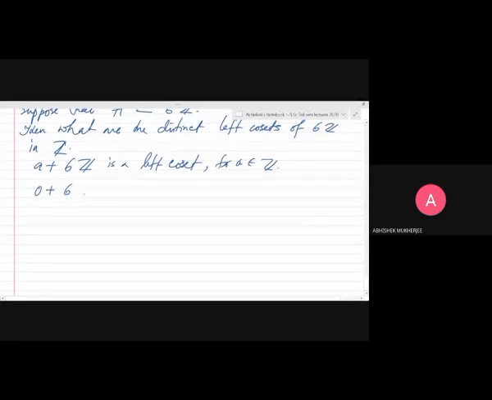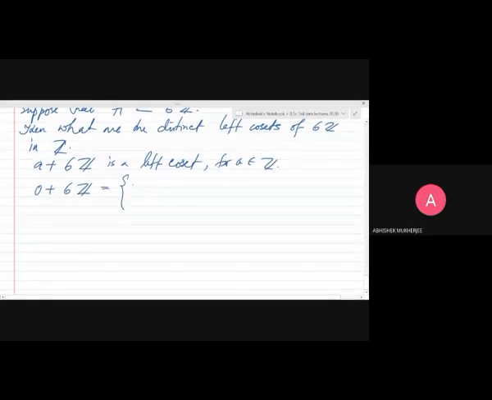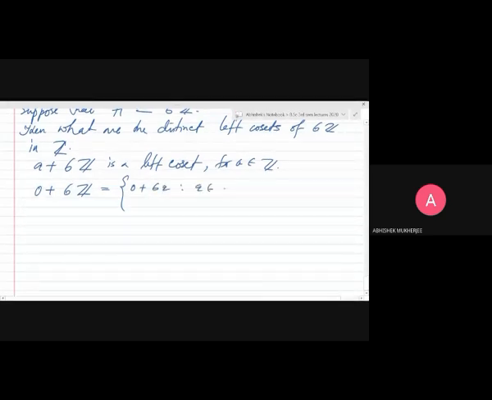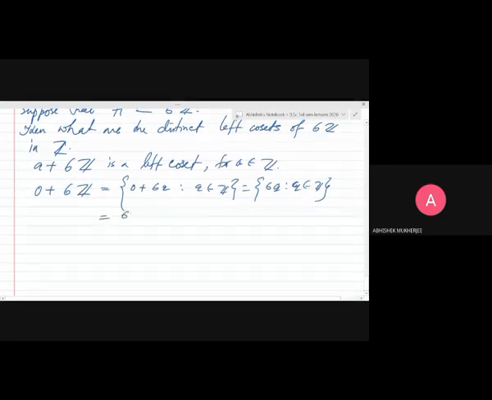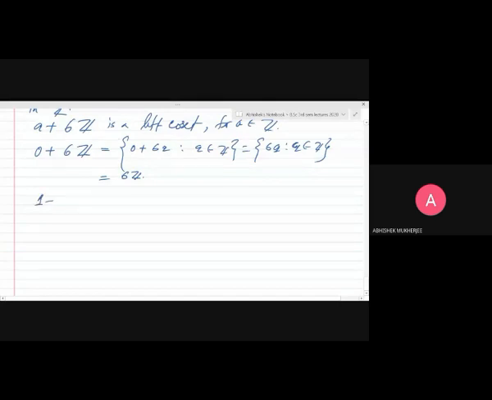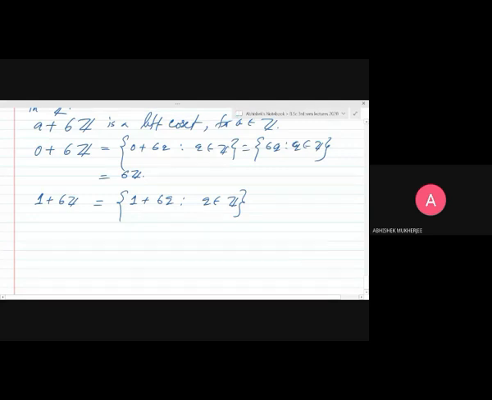Okay. Now let us start from 0. 0 plus 6Z. What is that? That means it contains 0 plus 6q, q belongs to Z. That means it contains 6q, the integers of the form 6q, that is the multiples of 6. So it is 6Z. Now what is 1 plus 6Z? That is 1 plus 6q. That is, it contains all those integers whose remainder is 1 whenever you are dividing that integer by 6.